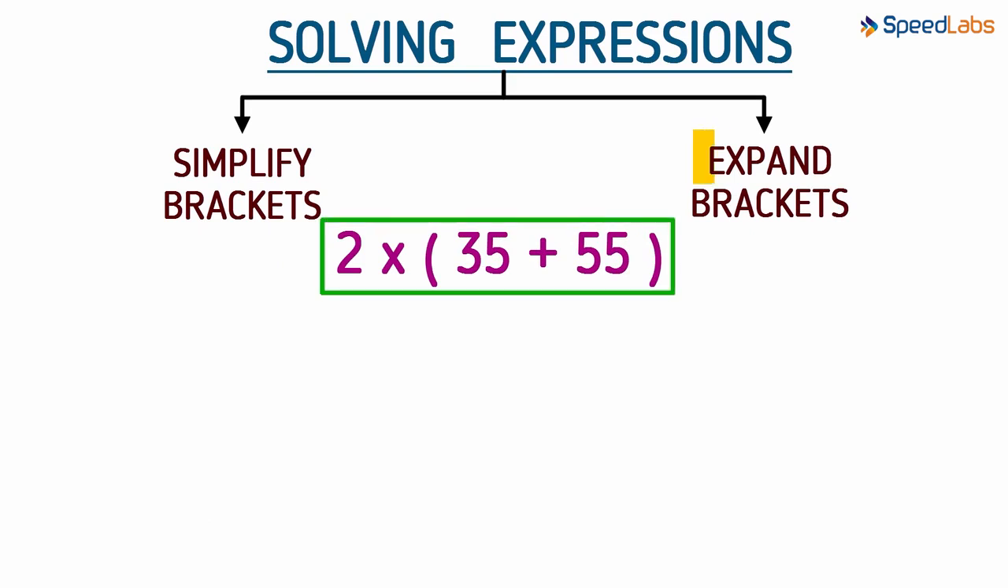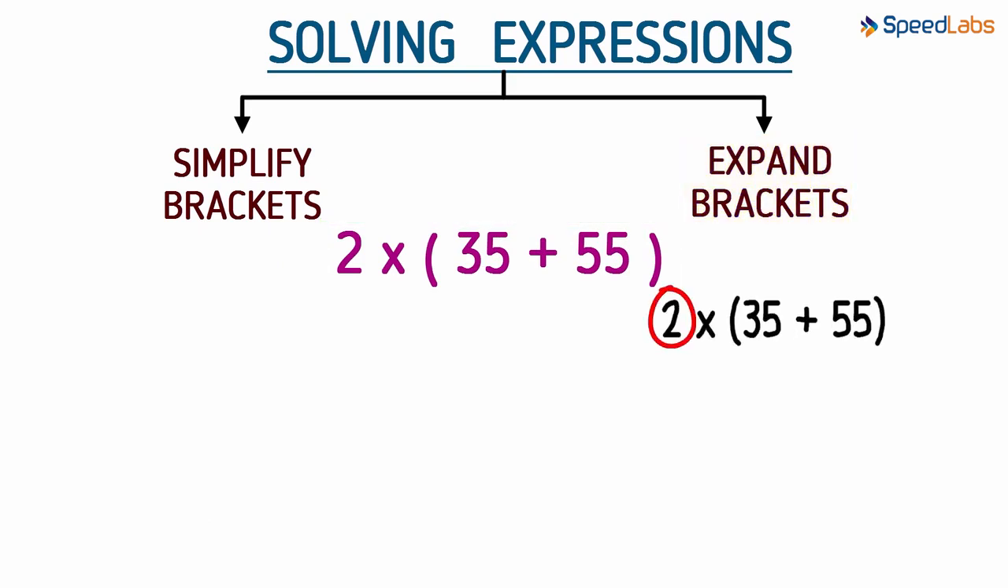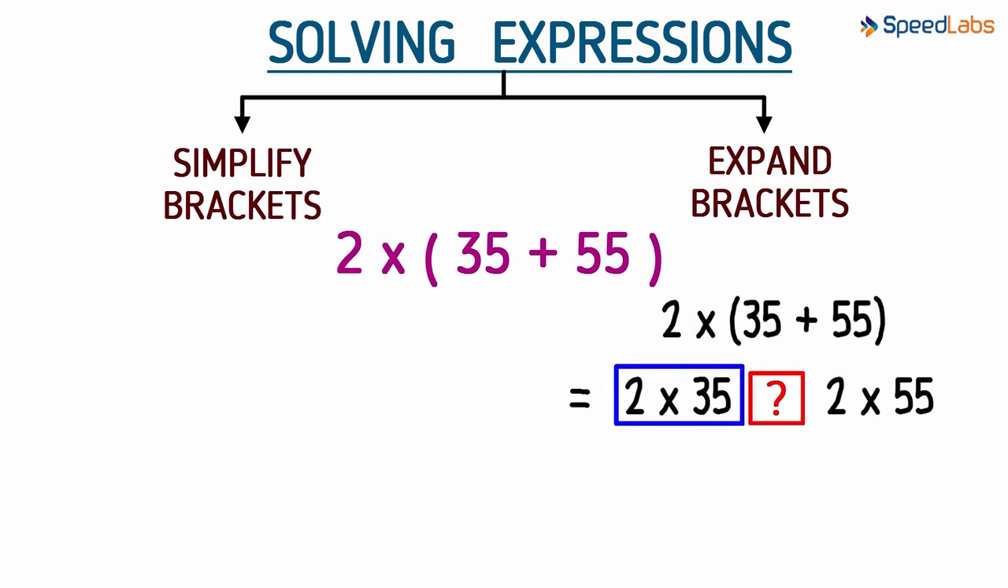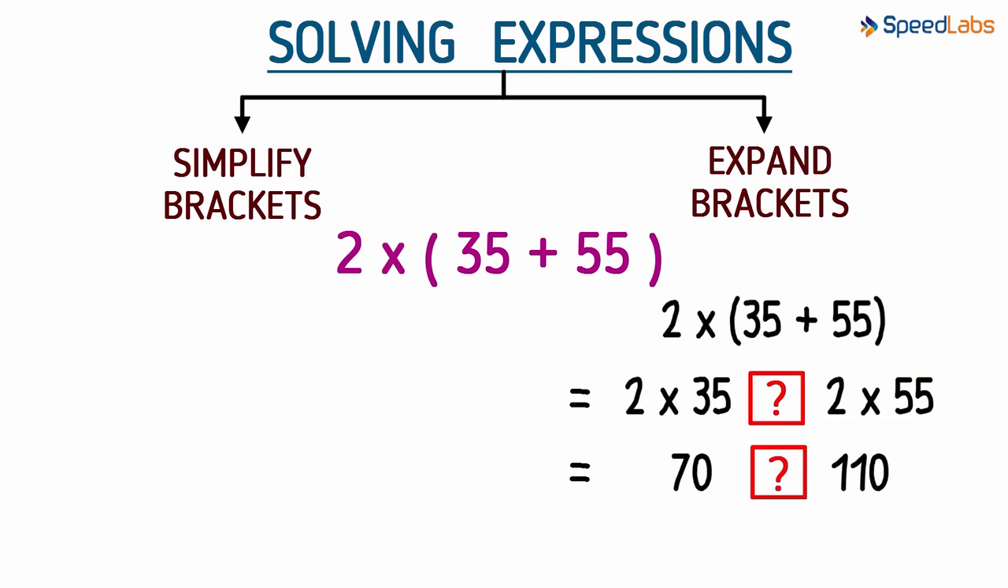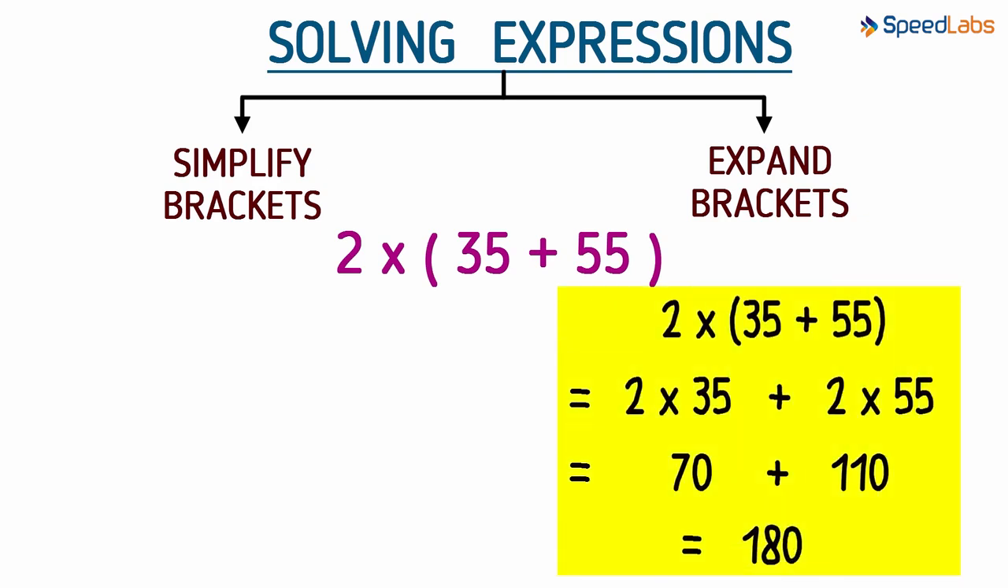Here we can apply the expansion of brackets. The number 2 outside the brackets needs to be multiplied by both the numbers 35 and 55. The first product gives us 70 and the second one gives us 110. Let me ask you a question here. Which sign exists between the two numbers inside the brackets? It is the plus sign. Therefore, after expanding the brackets, we will place the plus sign in between. We get the answer as 180. That's how the problem can be solved by expanding the brackets.